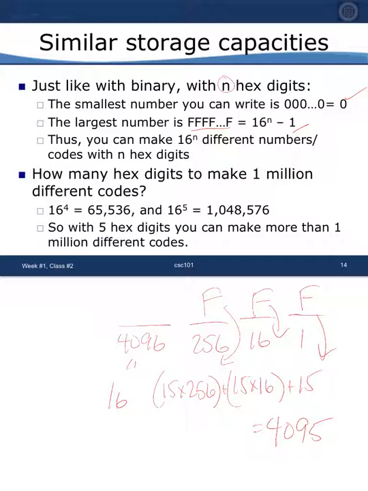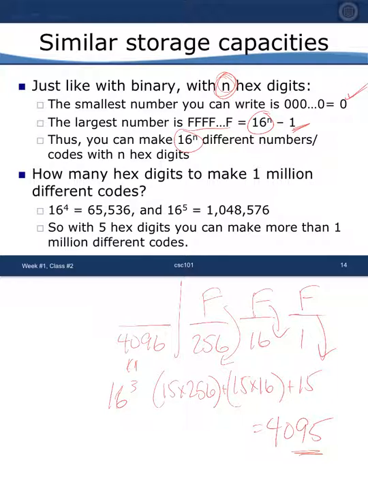Okay, 16 cubed. So with 3 digits, you could make 16 cubed minus 1. Hopefully this makes sense that if you have n hex digits, you can make 16 to the n minus 1 as your biggest number. And again, in total, that's 0 through 16 to the n minus 1, which is 16 to the n different codes or different hex representations.